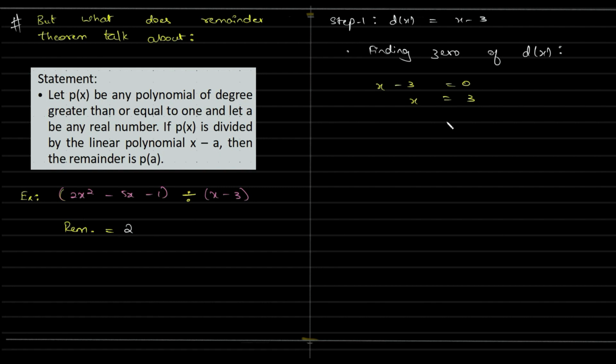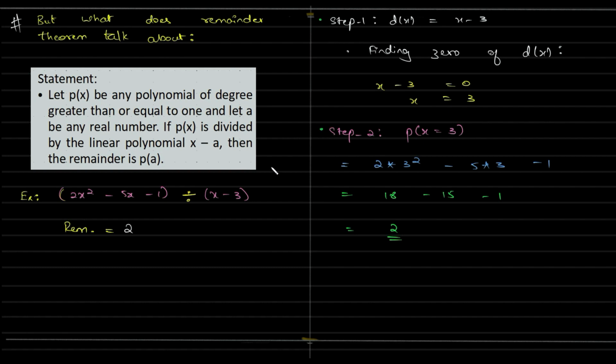So this is your 0 of this particular expression. Step 2 is you substitute this value. So substitute x is equal to 3 in your p of x. So what will we get? In place of x, we are writing 3. So 2 into 3 square minus 5 into 3 minus 1. So this is equal to 18 minus 15 minus 1. So this is equal to 2. So we got the same remainder, right? So this is what the remainder theorem tells.